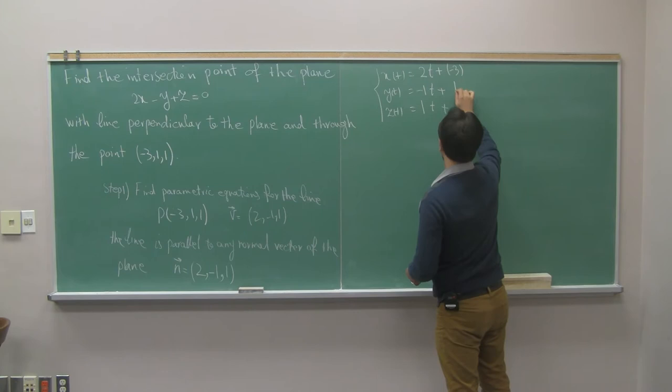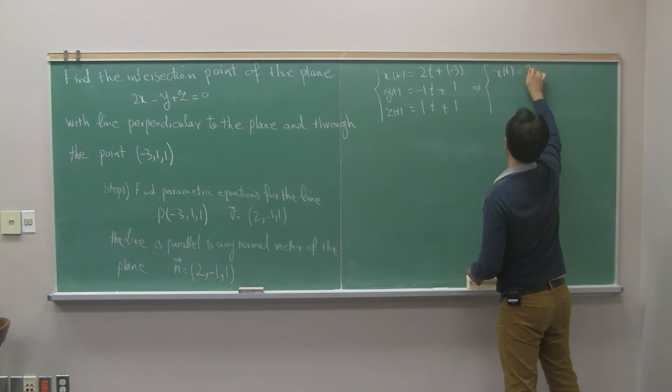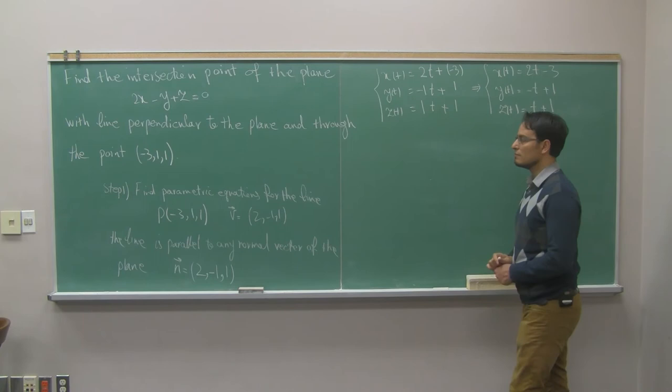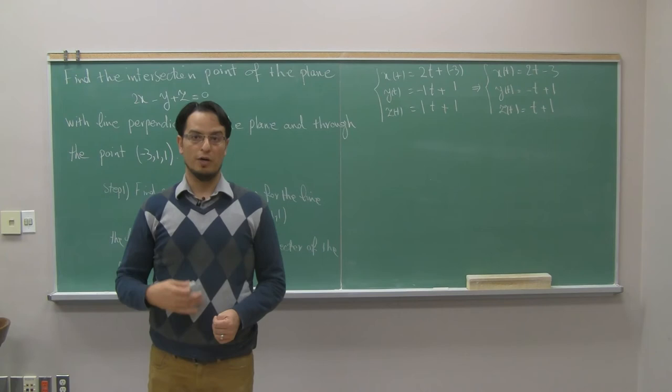Okay, let me simplify this. x(t) is going to be 2t minus 3, y(t) is going to be negative t plus 1, and z(t) is going to be t plus 1. That's step one. I found parametric equations for the line.